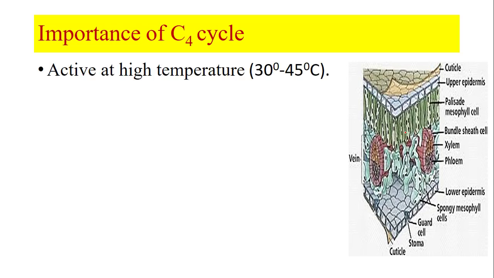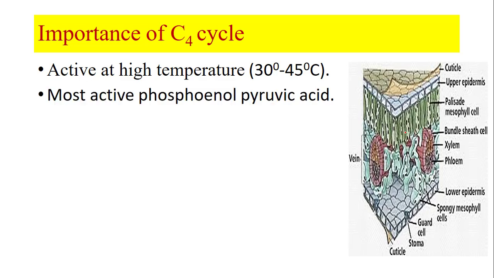Importance of C4 cycle. C4 plants are active at high temperature, 30 to 45 degrees Celsius. It is very important due to global warming. We know the greenhouse effect. By greenhouse effect, temperature is increasing day by day. In this condition, C4 plants will be suitably adapted to high temperature.